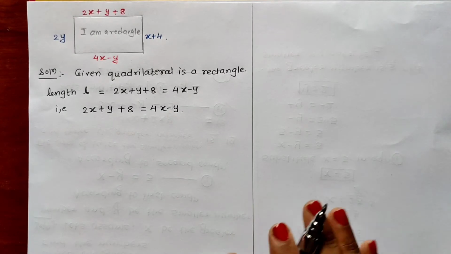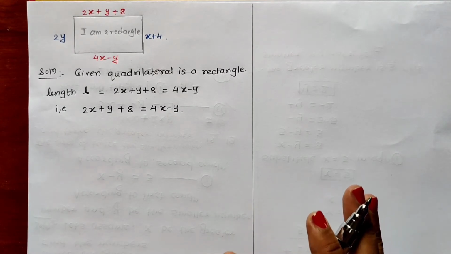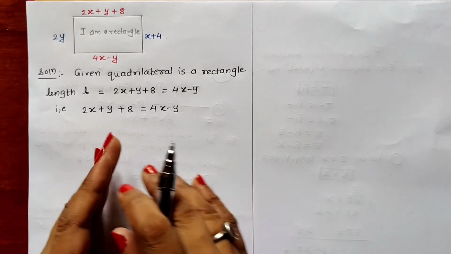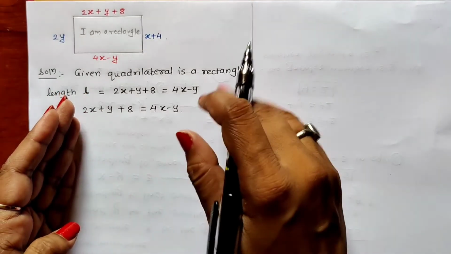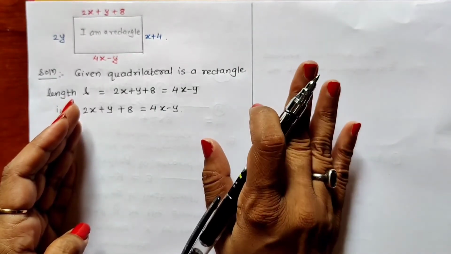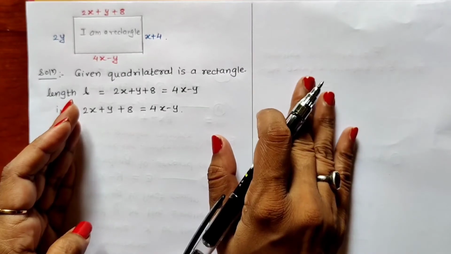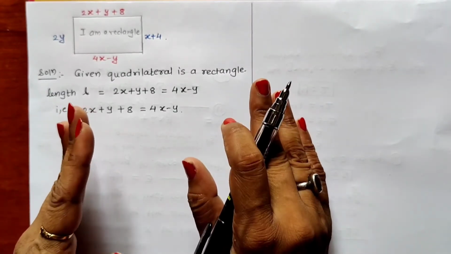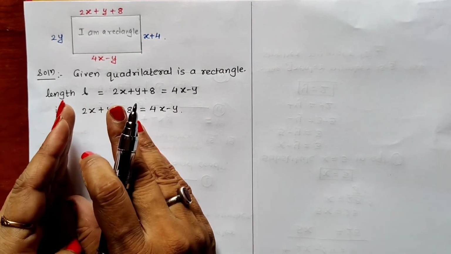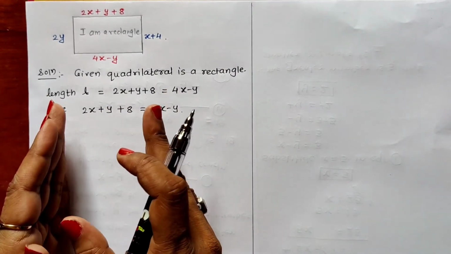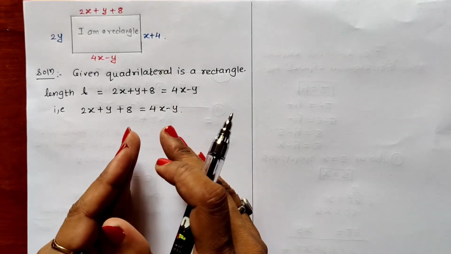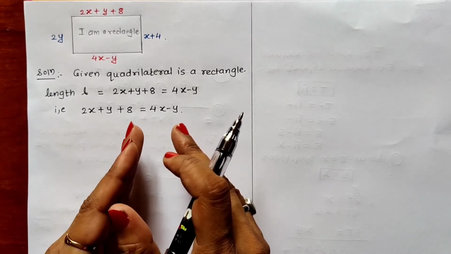Now see children, we all know how to solve equations. While solving equations, we have to bring all the variable terms on the left hand side and constant terms on the right hand side. That is the best way of solving equations. I have been telling you from 7th standard that while solving an equation, variable terms should be kept on the left hand side, and all the constant terms should be transferred on the right hand side.